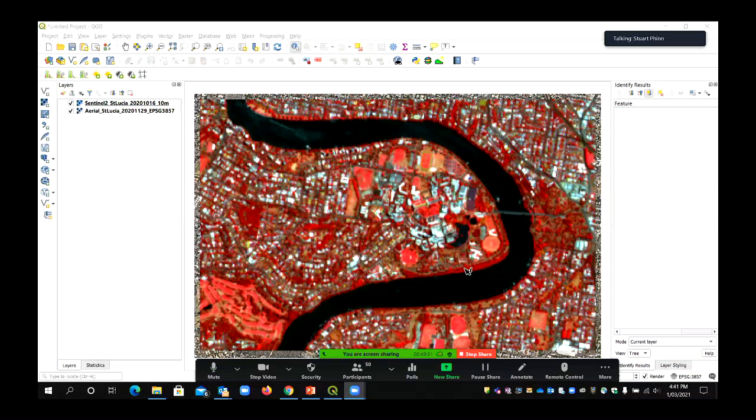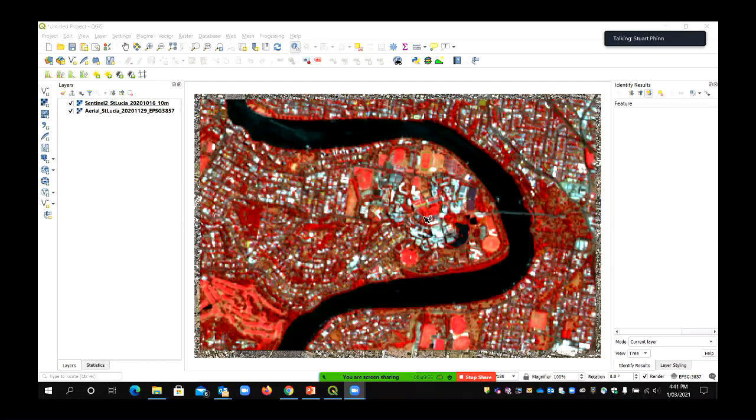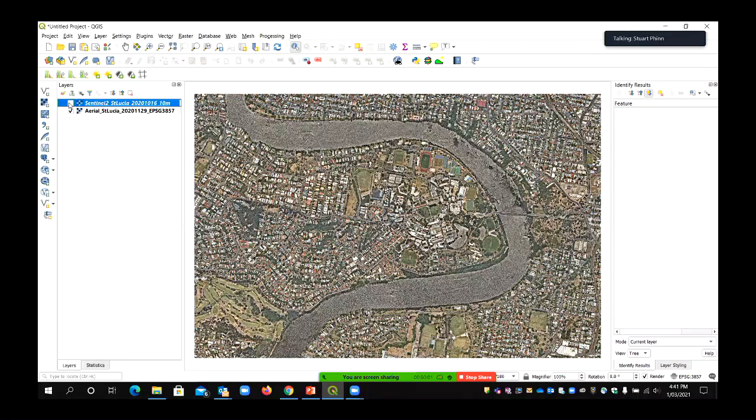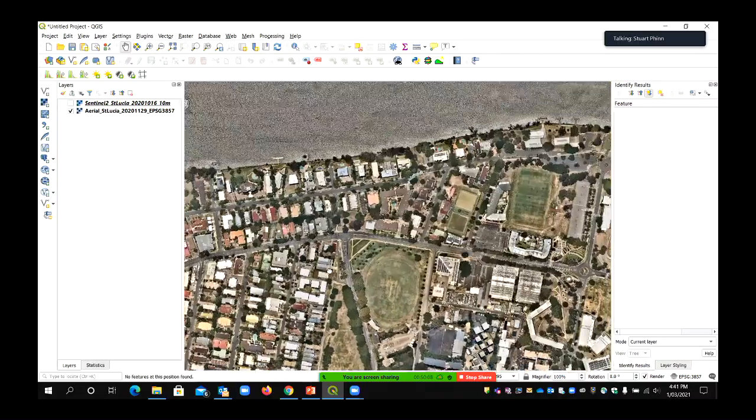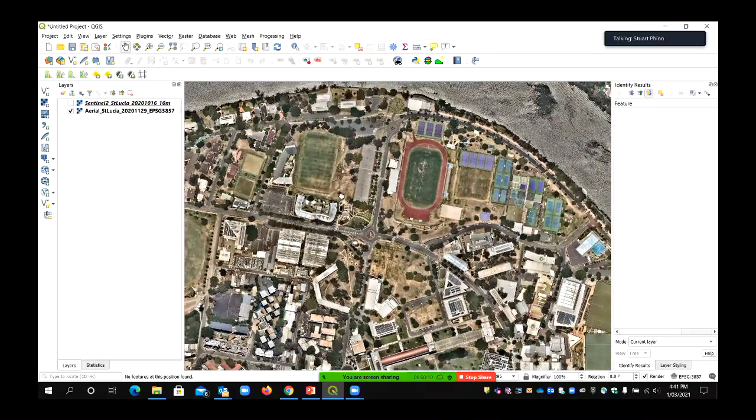All right. So there's a Sentinel-2 image of the St Lucia campus, the one that you're going to be working with. If we turn that off, just so we get context again, I am going to move over to where the field exercise is going to be, in this field in the northwest corner of the university campus and the area around it.